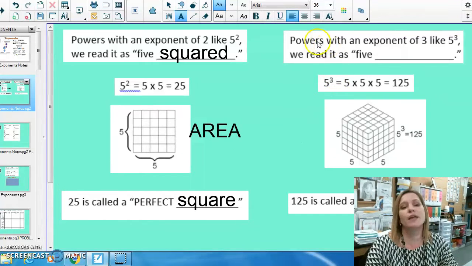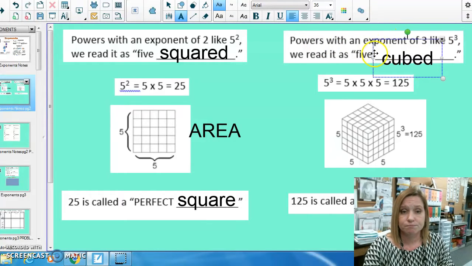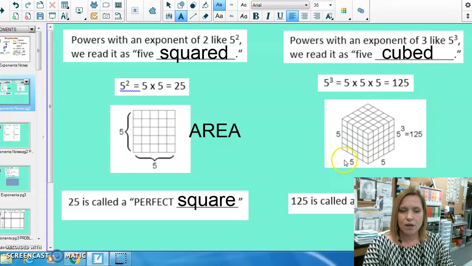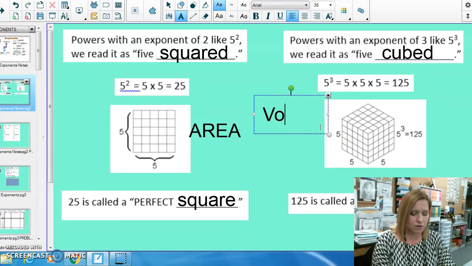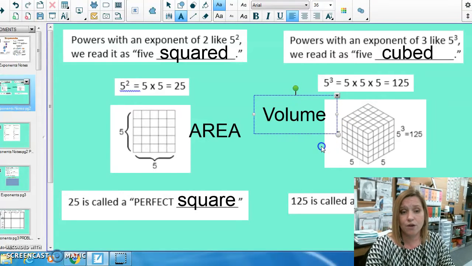All right, the other part is powers with an exponent of 3, like 5 to the third power. We can read that as 5 cubed. And for the exact same reason, 5 to the third power means 5 times 5 times 5. Standard form is 125, would be the answer. If I was to draw that out and make those all into little cubes, it would actually make a 5 times 5 times 5. We also know that, as we've been learning this year, we use this a lot with volume. That's the formula for volume.